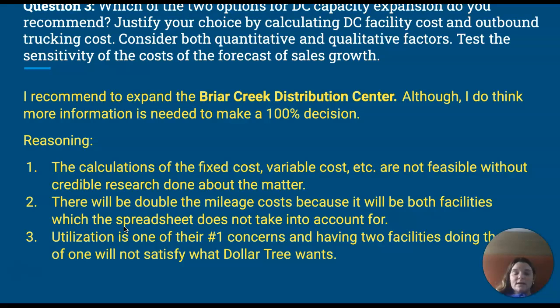For me, my reasoning is the calculation of fixed costs, variable costs, etc. are not feasible without credible research done about this matter. We're almost kind of guessing at this. And another thing, there will be double the mileage cost because it will be both facilities, which the spreadsheet does not really take into account. You're basically going to be sending 2 trucks out compared to 1. So the cost per mile is obviously going to go up. And I would say utilization is their number one concern that I found, and having 2 facilities doing the job of 1 will not satisfy what Dollar Tree wants in the long run.